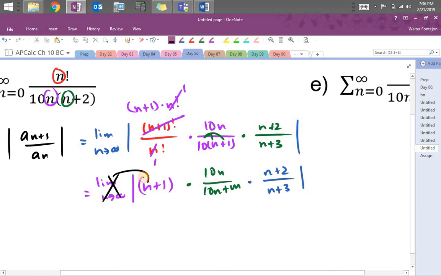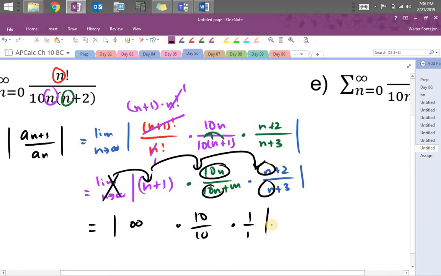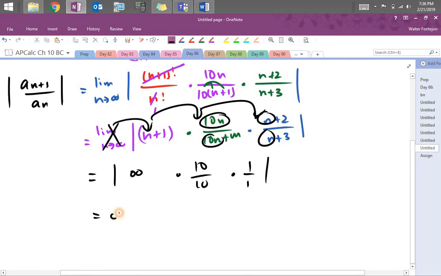Okay, let's do the limit here, here, and here. This limit is going to be infinity. This limit is, keep the highest power, 10 divided by 10. This limit here is going to be 1 and 1, but infinity times anything is going to be infinity. This is the ratio, greater than 1, converge. Just kidding. Diverge.